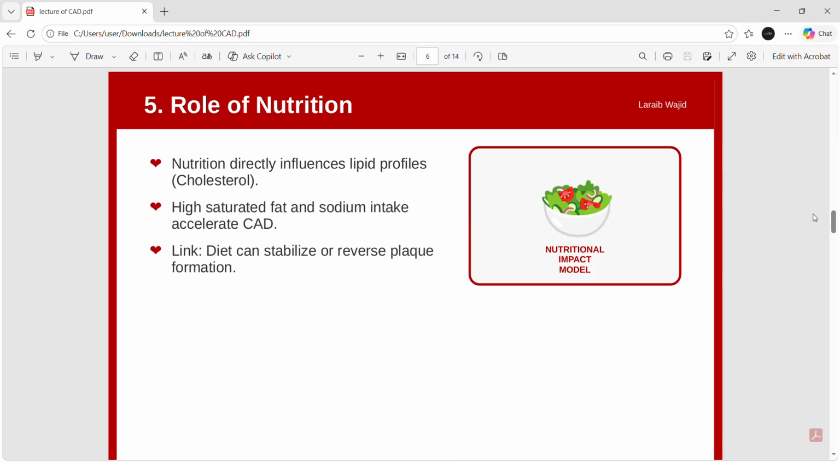Nutrition plays a very important role in CAD. Diet directly affects cholesterol levels in the body. High intake of saturated fats and salt can also worsen the disease. A healthy diet can help to control or even reduce plaque buildup.